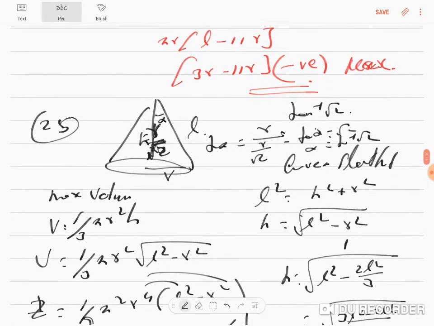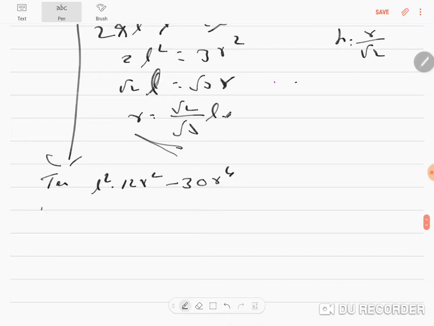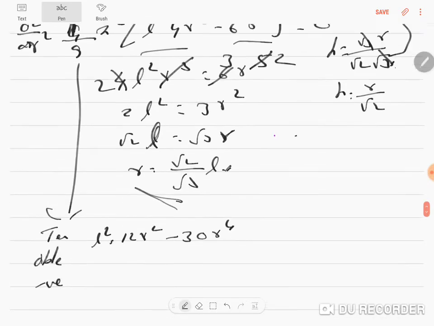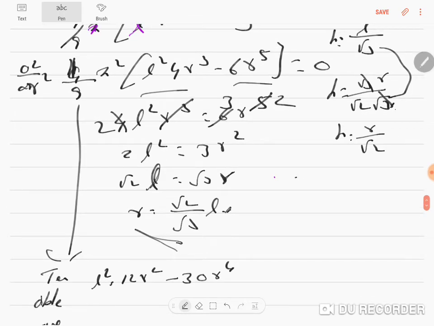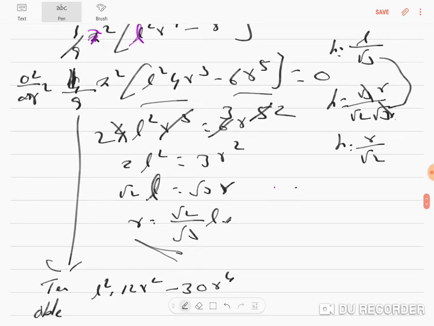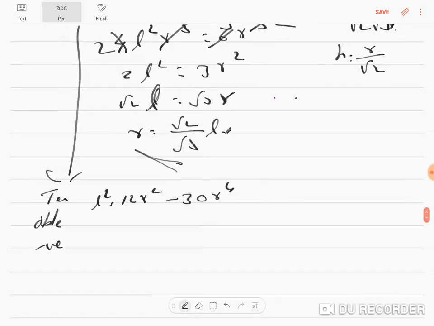The question is maximum volume, so you have to prove that this is negative. The double differentiation test has to be negative. Now, how to do it? You have to first differentiate. Have I differentiated it already? L square, yes, I have differentiated: minus 30 r to the power 4. How to find whether this is negative or positive?